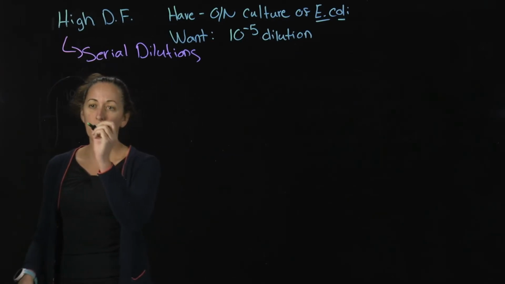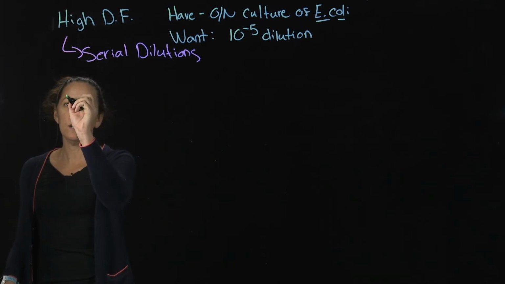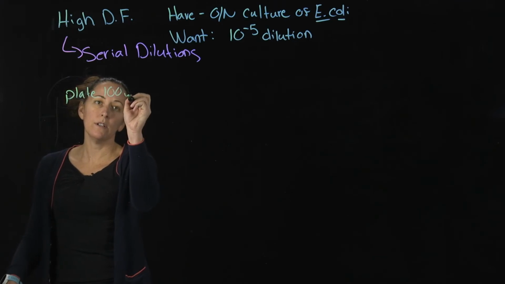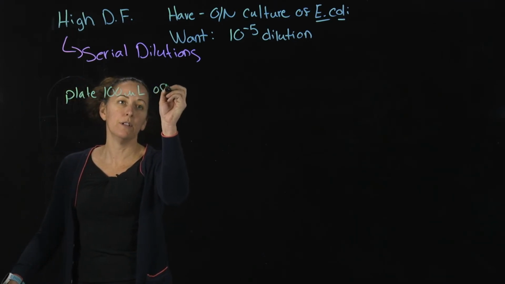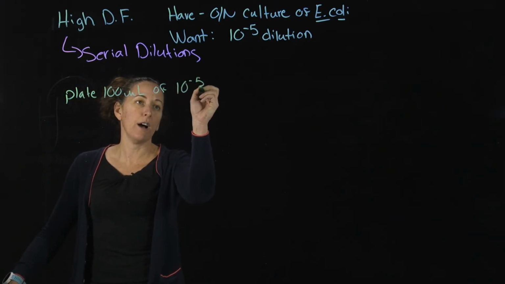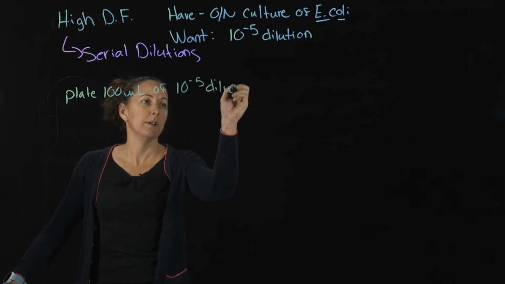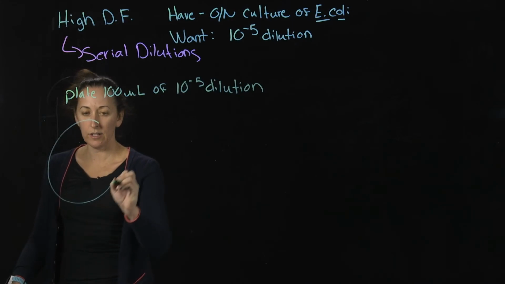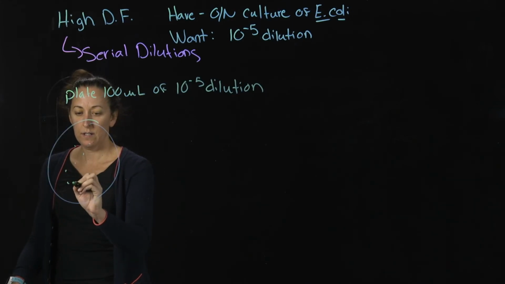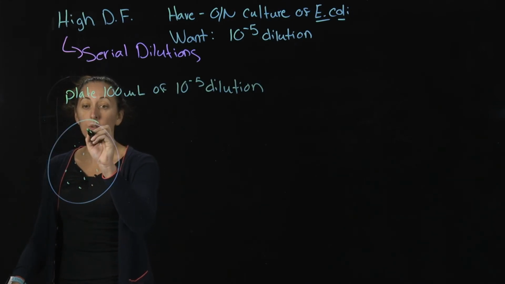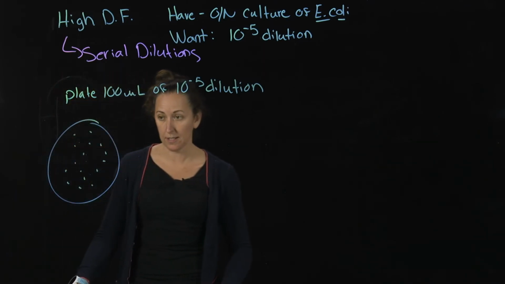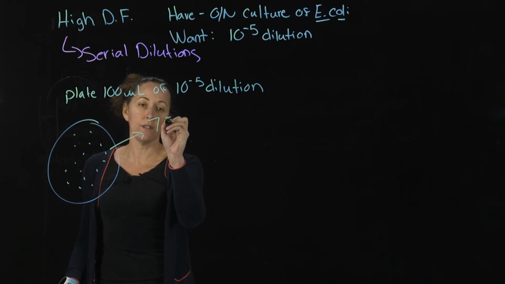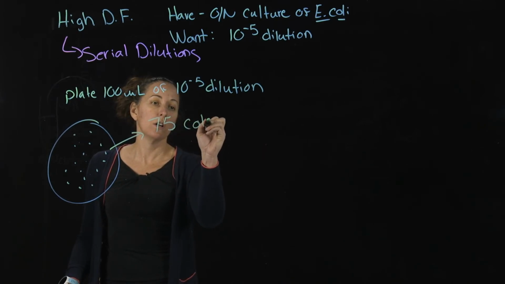All right, so recall that we plated 100 microliters of a 10 to the negative 5 dilution. Let's say we came back the next day to look at our plate, and we have colonies on our plate, which is good. They're individual colonies. We counted our colonies, and we have 75 colonies.